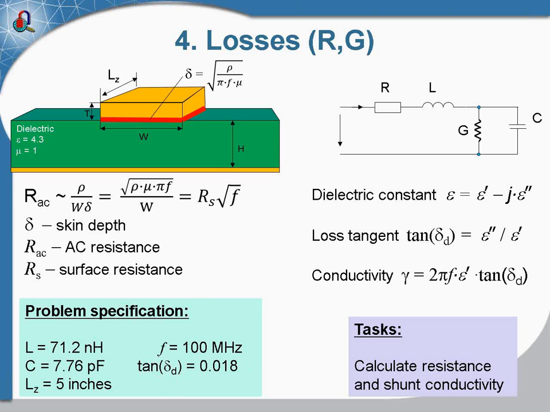QuickField solves the Maxwell equations, and we may include the dielectric losses in the Maxwell equations if we introduce the imaginary part of the dielectric permittivity. This imaginary portion represents the losses, and the real portion represents the typical value of the dielectric constant. And since the imaginary portion represents the losses, it is convenient to think of it as the effective conductivity.